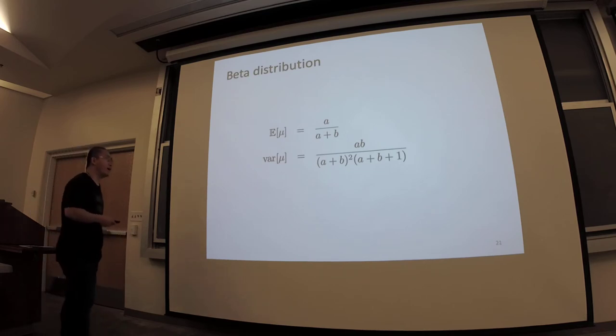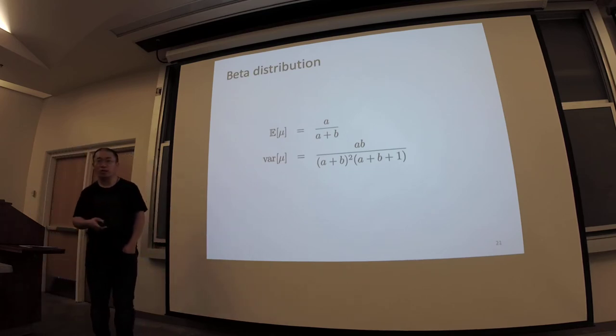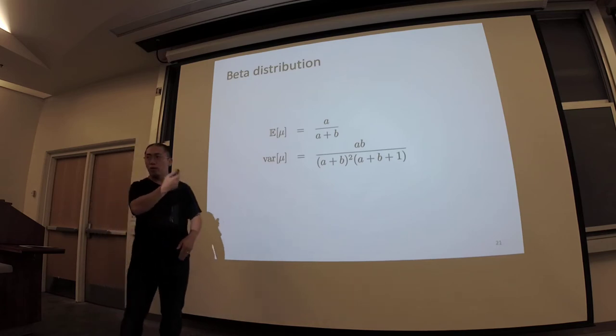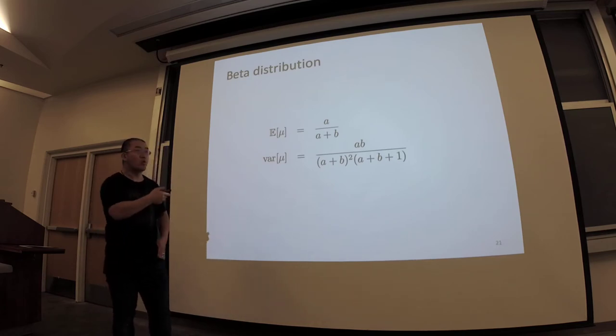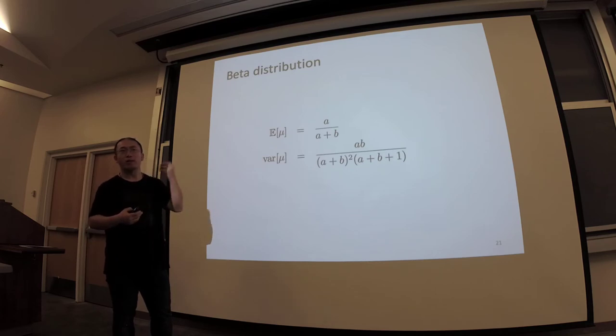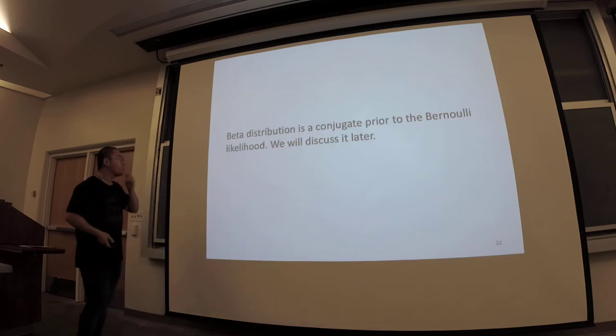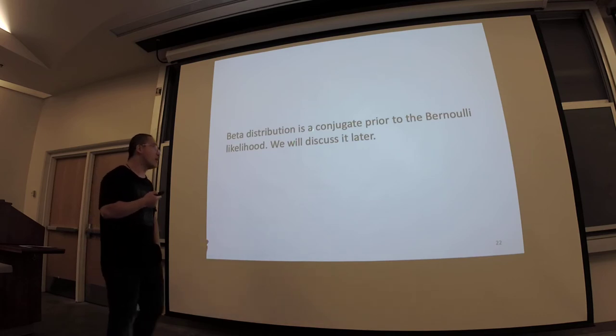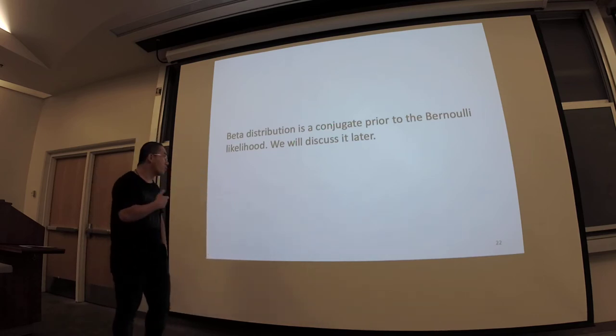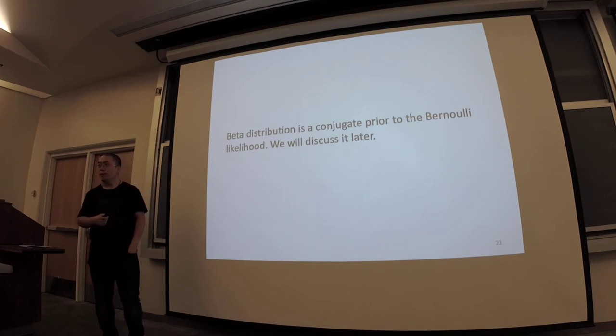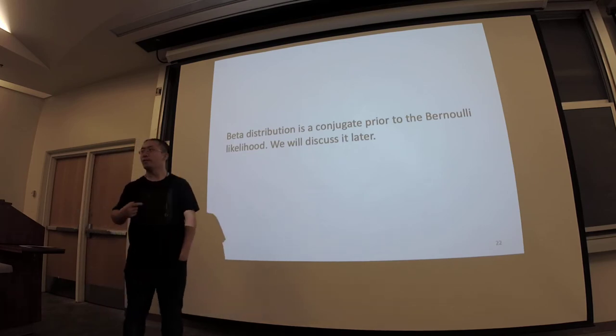And this is the expectation and variance of the beta distribution. Because the expectation of your mu is A over A plus B, in some sense you can consider it as doing pseudo experiments: you do pseudo experiments A plus B times, and you observe A positive observations. But here, A and B can both be continuous. The beta distribution is a conjugate prior to the Bernoulli likelihood, and it's very useful. As to what a conjugate prior is, we'll discuss later.